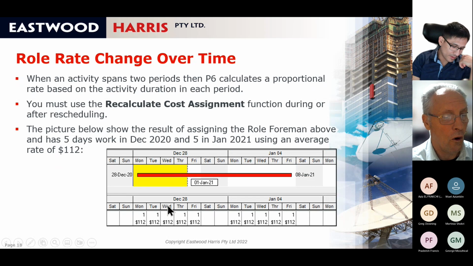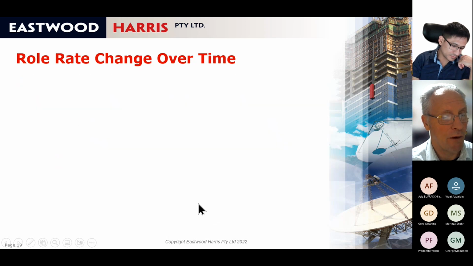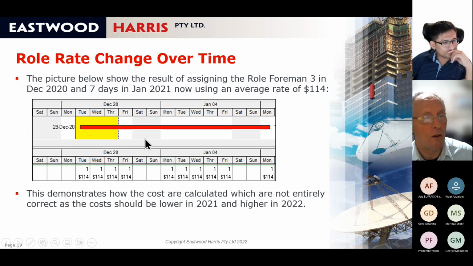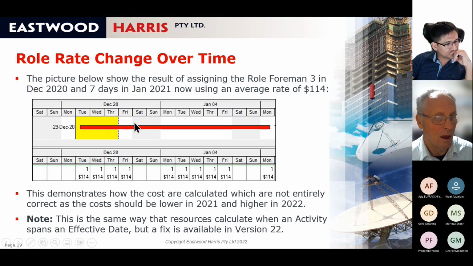This is when I got 4 in the old time period and 6 in the new. You can see how the rate changes. So I've demonstrated how the roll rate changes over time. And as I say, this is exactly the same as the way resources calculate, but this was fixed in version, I said version 22, in actual fact, it's version 21. I need to fix that.